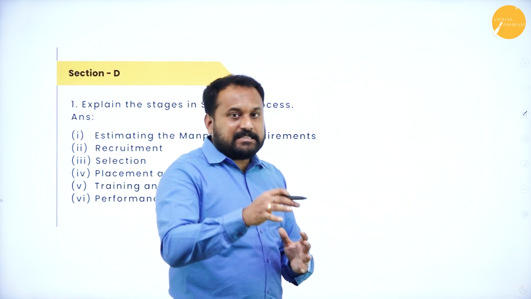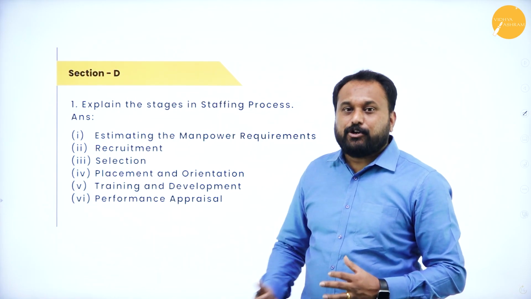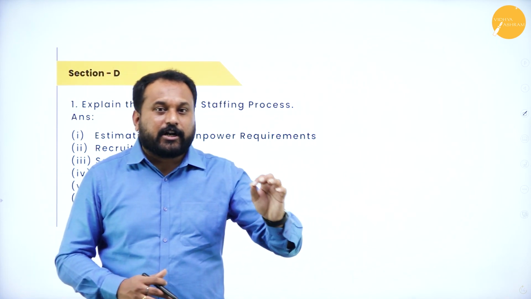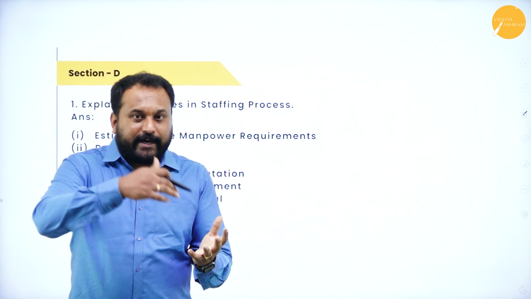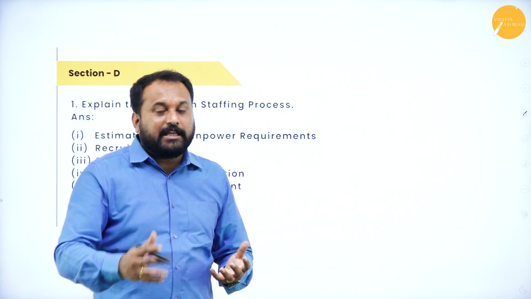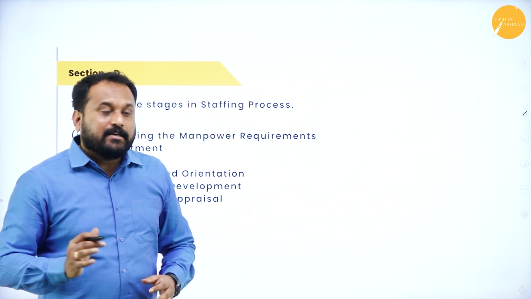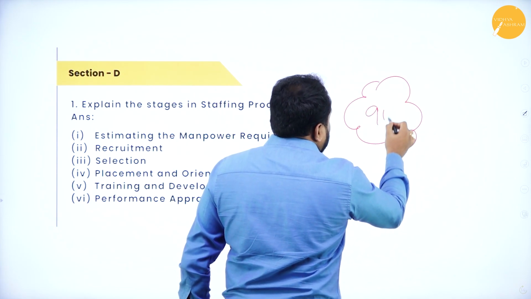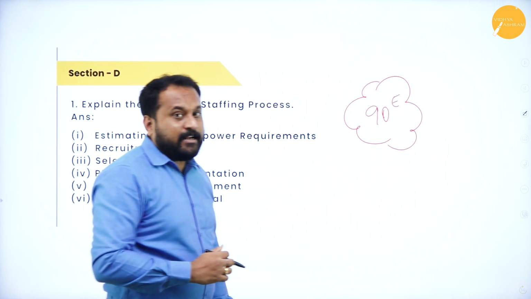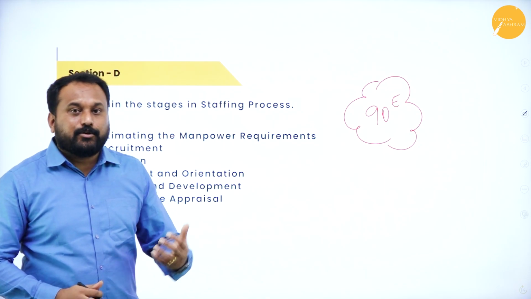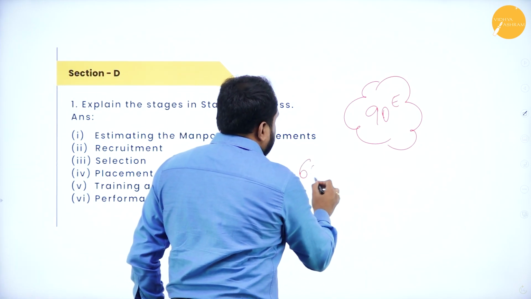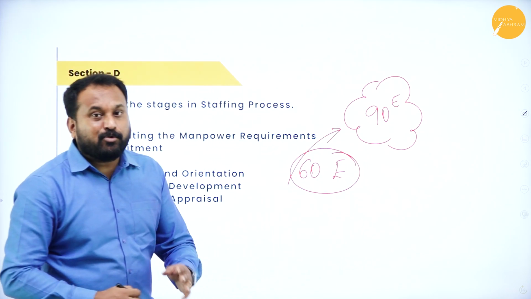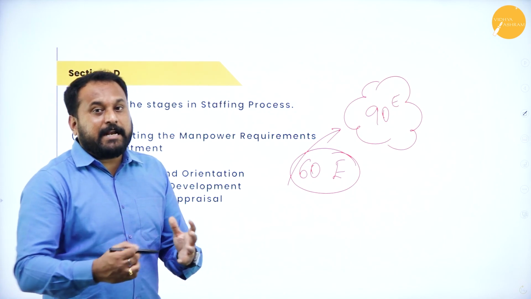If you understand why it is done, then you can write the entire staffing process by yourself. The first thing is, we need to know how many people are working in the organization and how many more you require, so that you can get the work done from them efficiently and effectively. Supposing we got a project where we are supposed to have 90 employees, and presently you calculated that you have only 60 employees. So how many more do you require? You require 30 more employees. So this is called manpower planning.